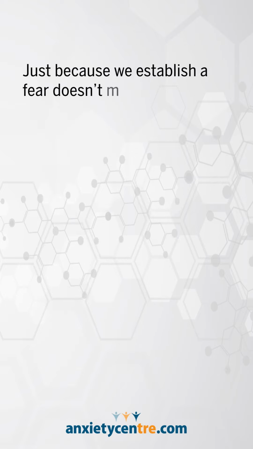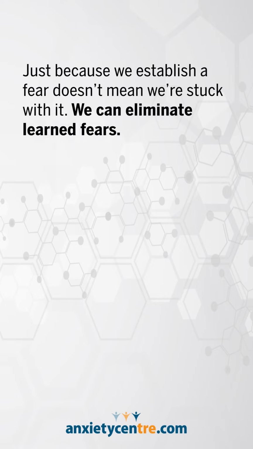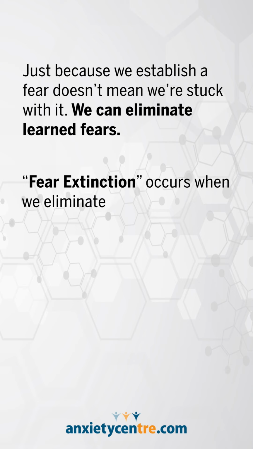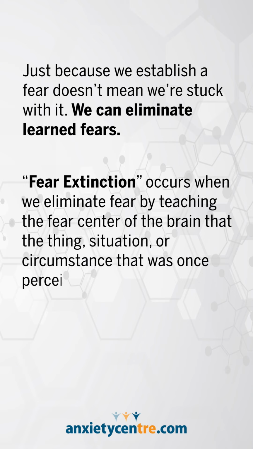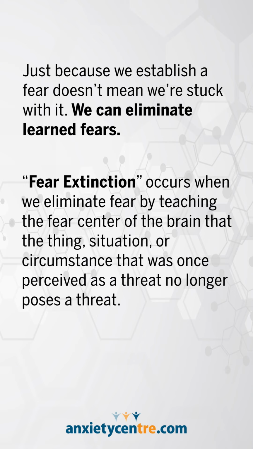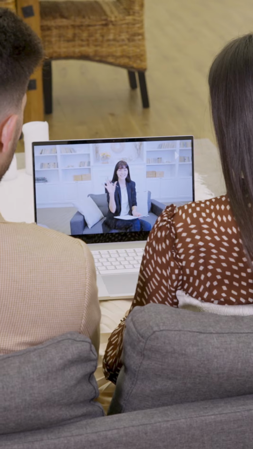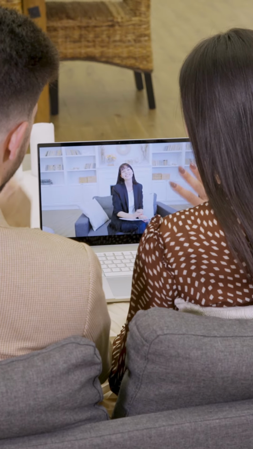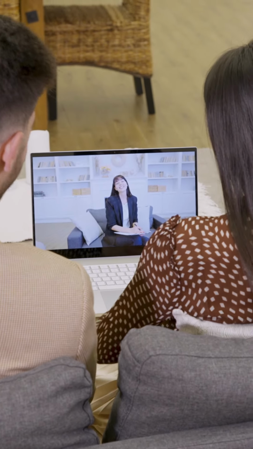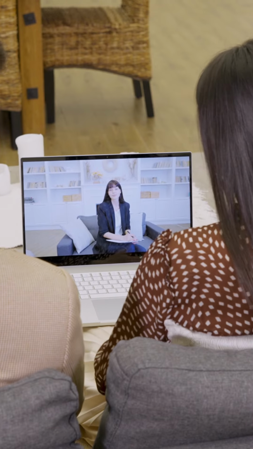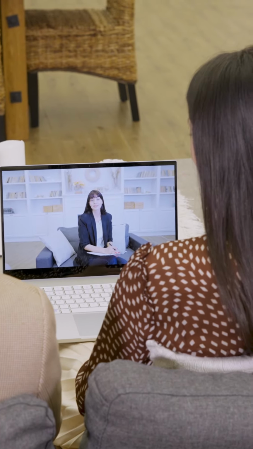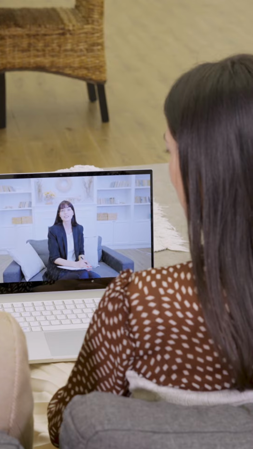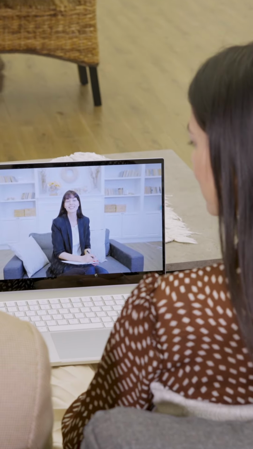However, just because we establish a fear doesn't mean we're stuck with it. We can eliminate learned fears. For instance, fear extinction occurs when we eliminate fear by teaching the fear center of the brain that the thing, situation, or circumstance that was once perceived as a threat no longer poses a threat. There are many ways to extinguish fear, such as through cognitive therapy, exposure, memory reconsolidation, and so on. However, working with an experienced anxiety disorder therapist is the most effective way to identify and extinguish fears.